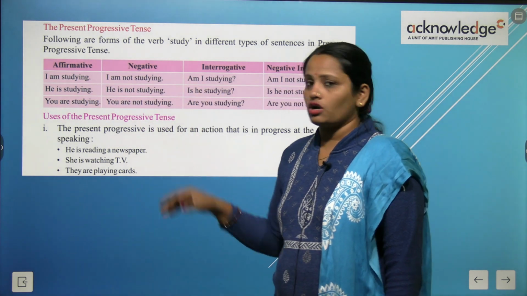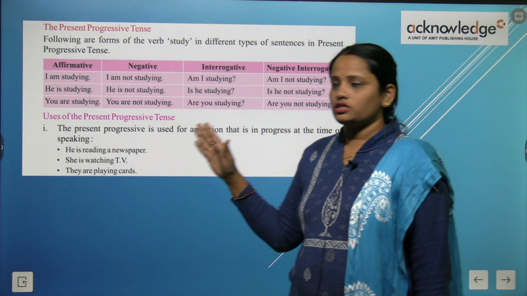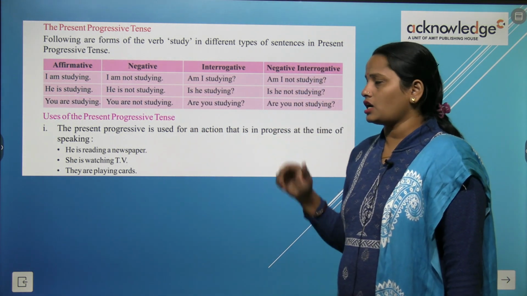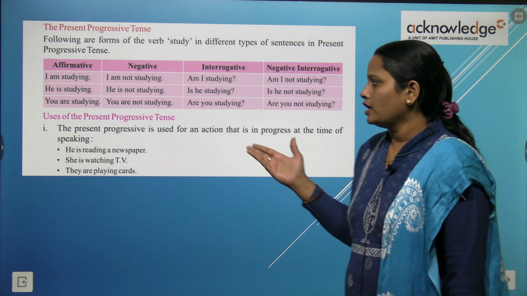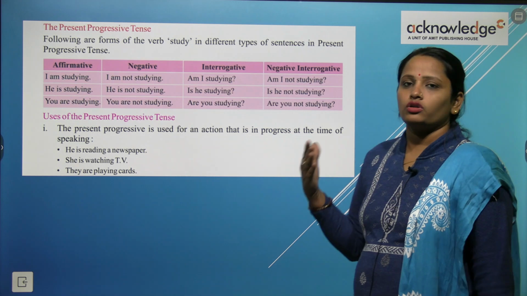He is studying, he is not studying. Is he studying, is he not studying. You are studying, you are not studying. Are you studying, are you not studying. So these are a few of the examples, children. Now let's learn the use of present progressive tense या फिर continuous tense.